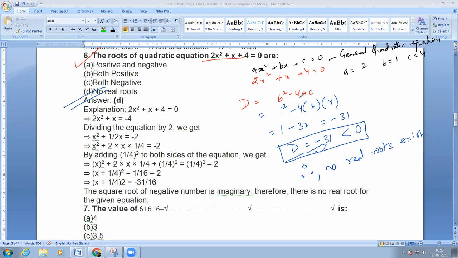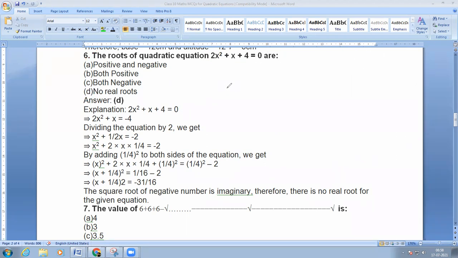So with the help of the discriminant, we are able to find whether the roots exist or not. If the roots exist, then we will calculate and get the values, whether they are positive, negative, both positive or both negative. But here, as the discriminant value is less than 0, there is no real root. And we know that if the discriminant value is equal to 0, then real and equal roots will exist. And if the discriminant value is greater than 0, then real and distinct, or unequal, roots will exist.